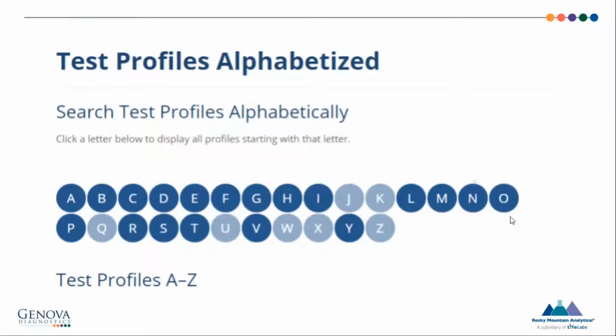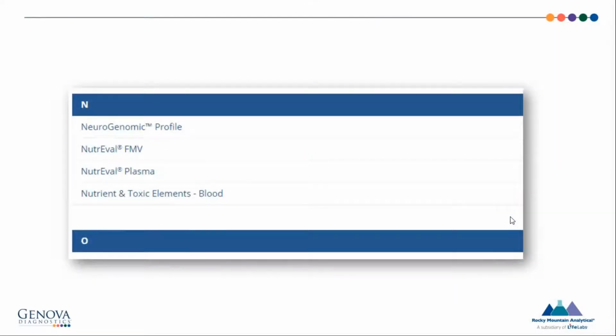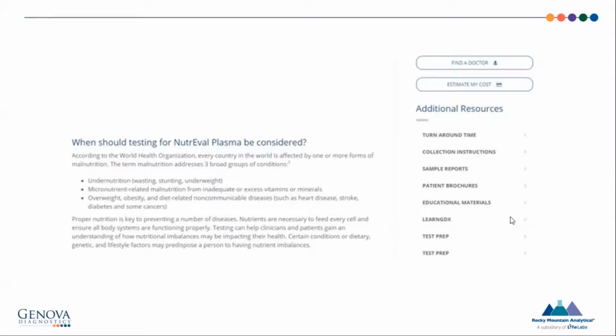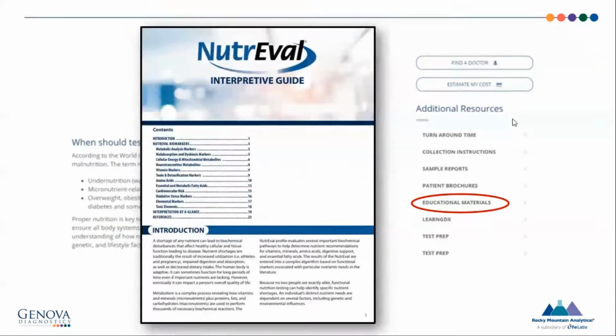In this case, I would go to N to look at the NutrEval. So there's NutrEval first morning void or plasma. I'll circle plasma. And that takes me to this page, the NutrEval Plasma page. So this is the top of the page. But as I scroll down to this section, look on the right under additional resources. There's so much here: turnaround time, collection instructions, sample reports, patient brochures. But if you look at educational materials, that's how you get this NutrEval interpretive guide.